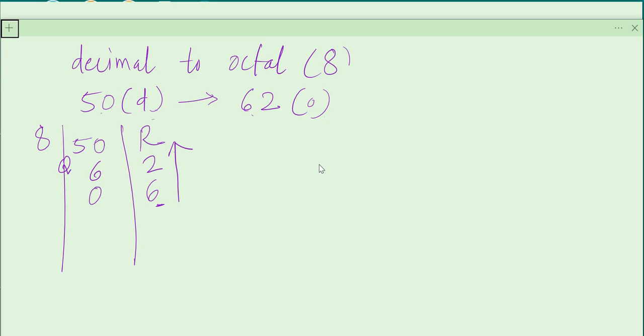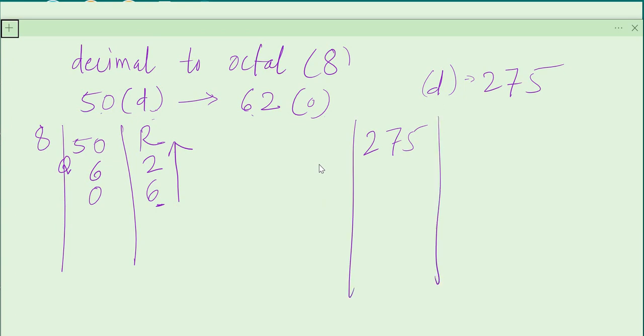Let's have one more example. Suppose the decimal number is 275. 275 is a big number. We have to convert it into octal, so divide by 8. 8 3s are 24, 3 5s are 35, 8 4s are 32, 33, 34, 35. So 3 will be the remainder. Remainder on this side, quotient on this side.